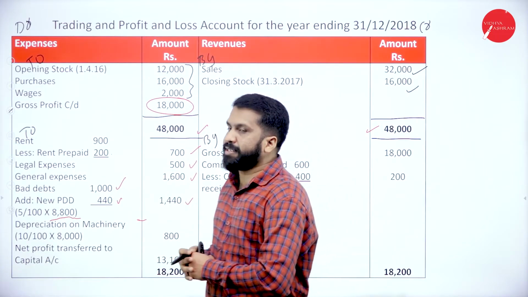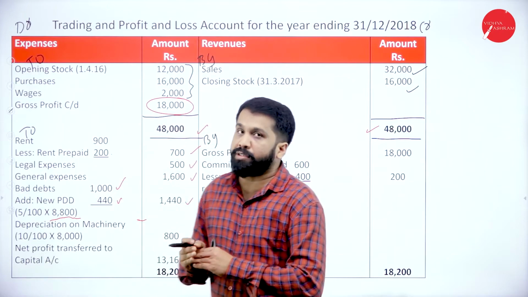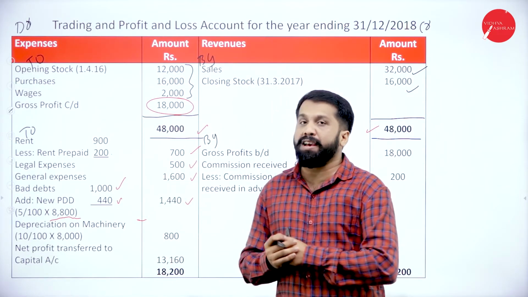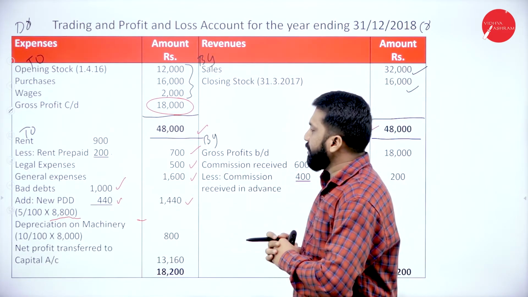Now, bad debts as per the table we have considered. Along with that, we also considered the percentage part, like 5% of your actual value. Now, we're done with these things.